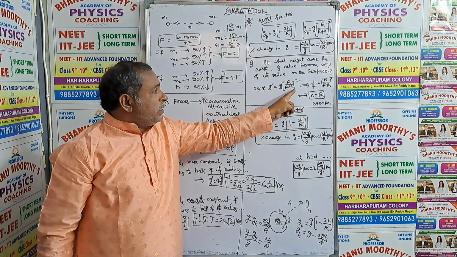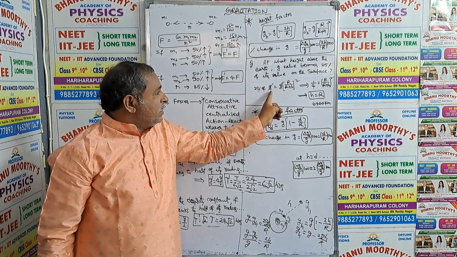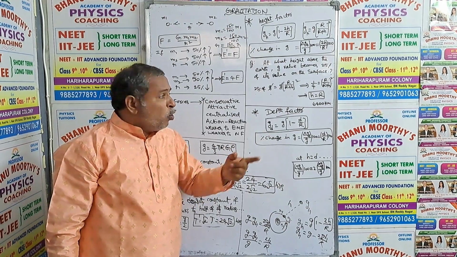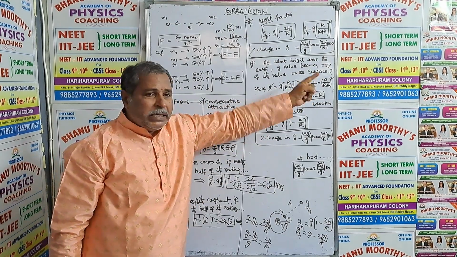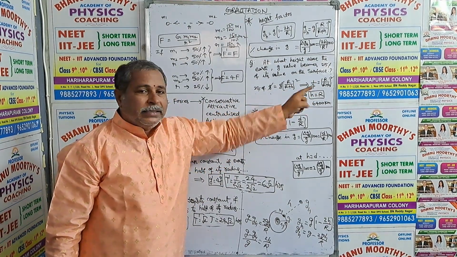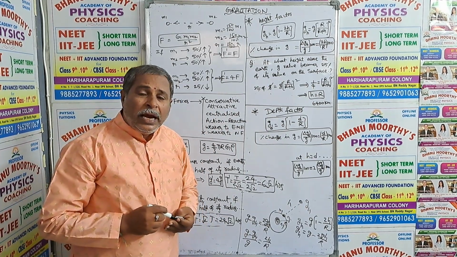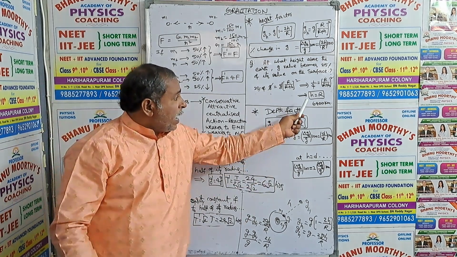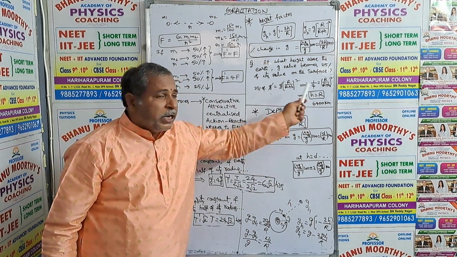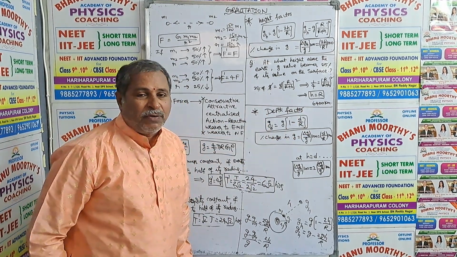So R by (R plus h) whole squared. So g gets cancelled. 25% means 1 by 4. 1 by 4 equals R by (R plus h) whole squared. Then by cross multiplication you can get h equals R. So at what height is it taken? At a height of 6,400 kilometers, which is the radius of the earth.